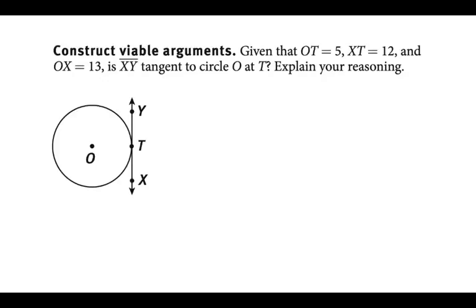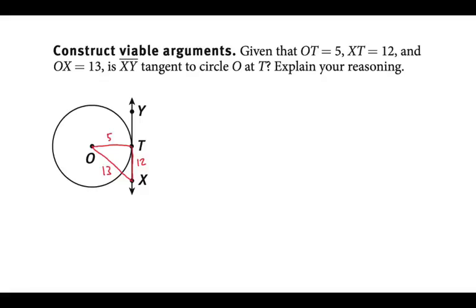Okay, so this next problem, we are given that OT is 5, XT is 12, and OX is 13. So let's label those parts. OT is 5, XT or TX is 12, and then this is 13 from O to X. So we want to verify what kind of triangle this is, basically.